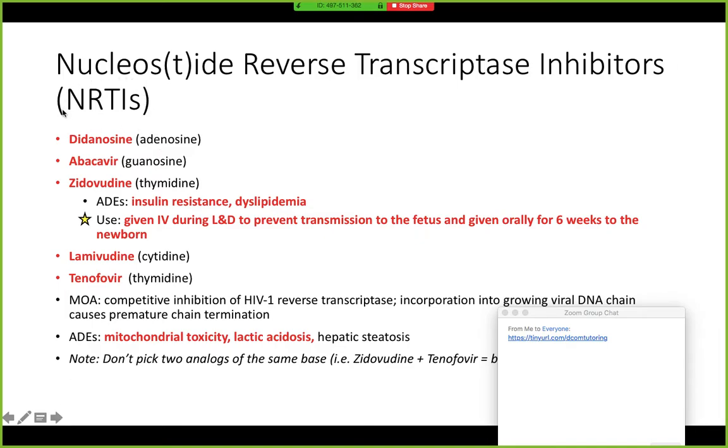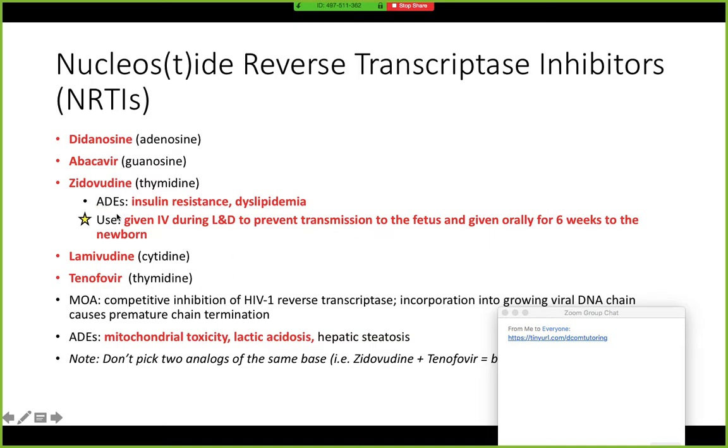All right, NRTIs. The one that she asked about last year, and with Dr. Weaver, anytime she circles something a lot of times or puts stars by it, it almost is always on the exam. So I would definitely know about zidovudine, especially the fact that you're going to give it IV during labor and delivery to prevent transmission to the fetus, and then you're going to give it orally for 6 weeks to the newborn once it's delivered.